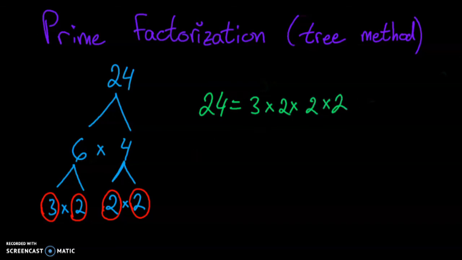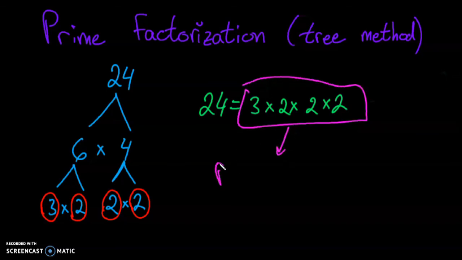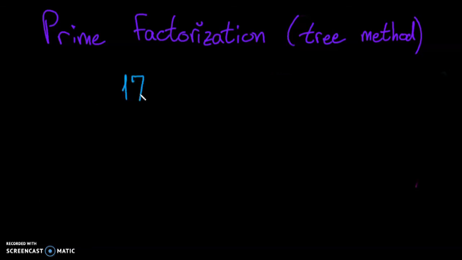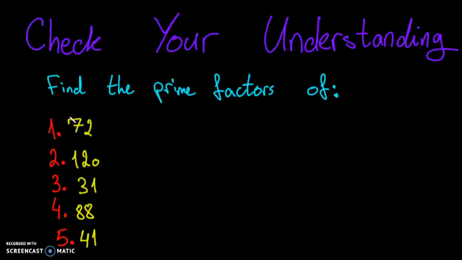So these numbers are the prime factors. These numbers are the prime factors of 24. Let's try 17. How can we separate 17? Well, we can't. 17 is prime. That's it. 17 is prime. We cannot separate it. So now try to find the prime factors of these 5 numbers.